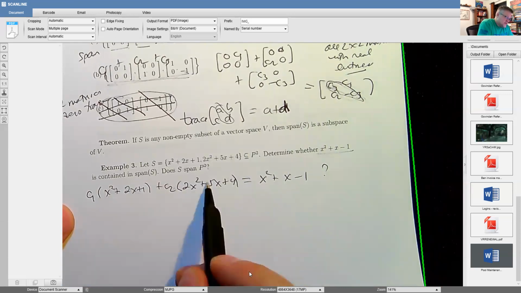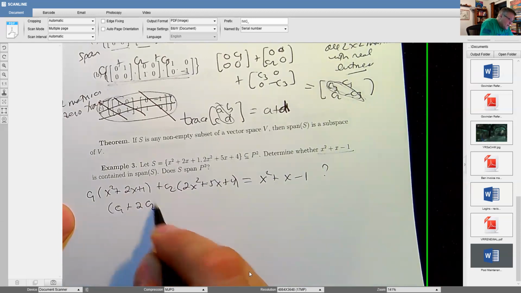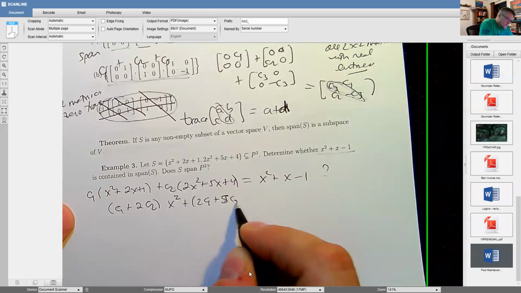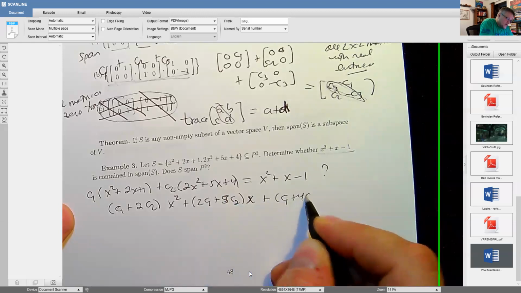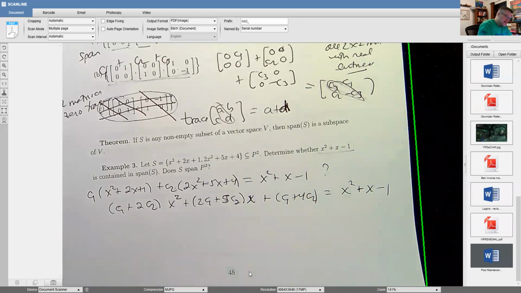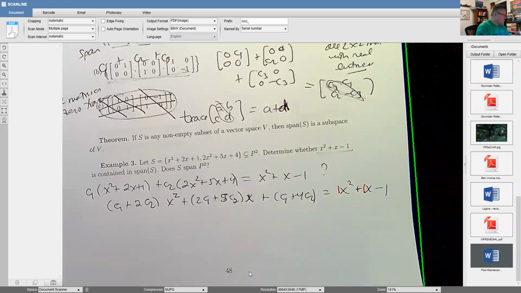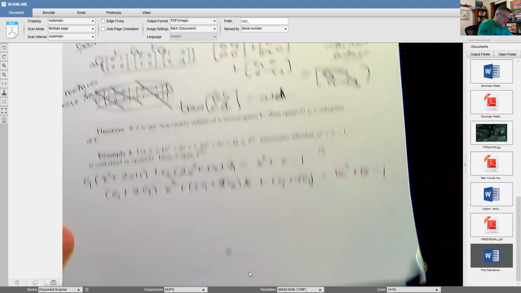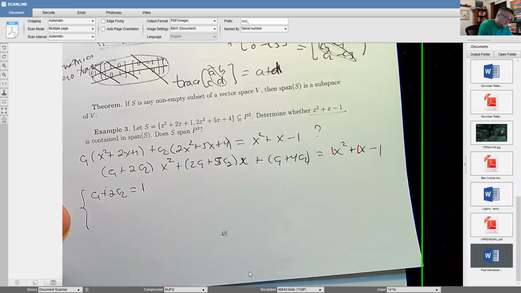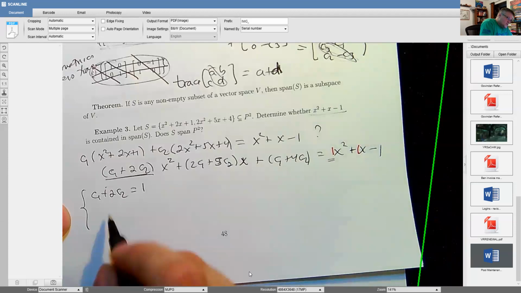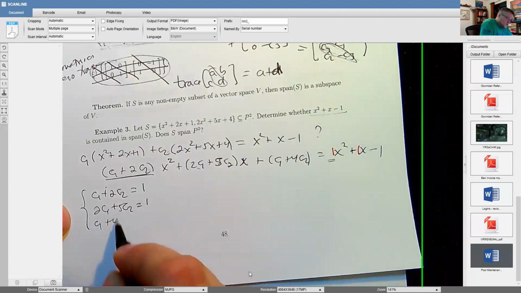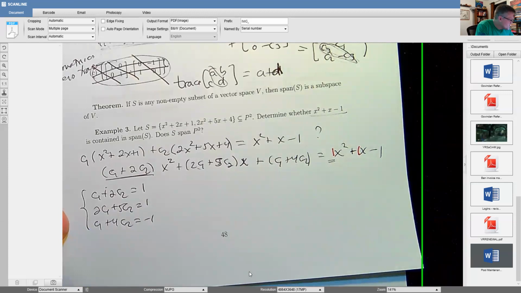And so I'm going to distribute the C1 and the C2 through, and I'm going to collect like terms. That's times x, and then plus C1 plus 4C2 is that guy. All right, and so notice here on the right side, the coefficients of those guys are 1. And so in order for this to be true, we have three conditions that have to be satisfied. Namely, C1 plus C2 has to be 1, right? This coefficient has to be that coefficient. 2C1 plus 5C2 has to be 1, same thing. And then C1 plus 4C2 has to be negative 1. Right, so those three things have to occur.